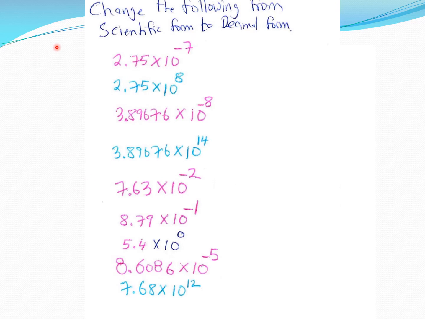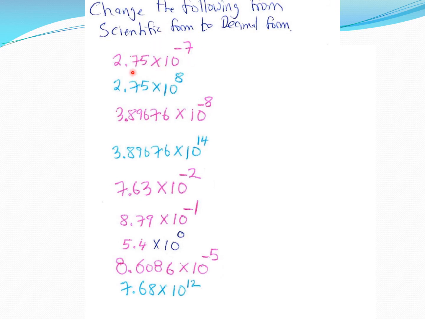Okay, so we do the opposite now. We change a bunch of numbers from scientific form to decimal form. So looking at the first number, 2.75 by 10 to the minus 7. With a negative power of 10, we know that the number is going to be less than 1. Another way to view this is we're going to divide by 10 7 times. 10 to the minus 7 means we divide by 10 7 times.